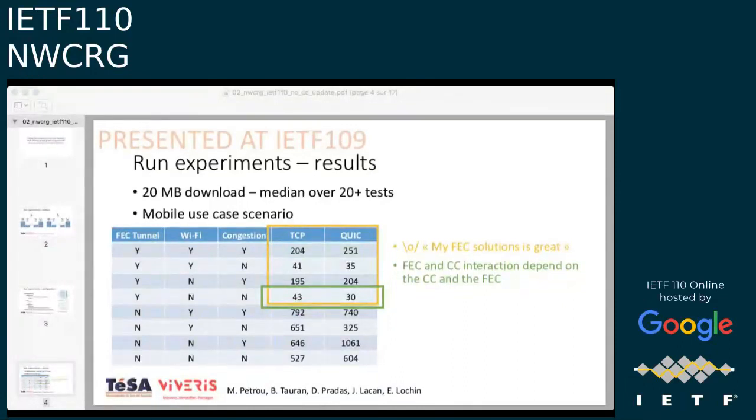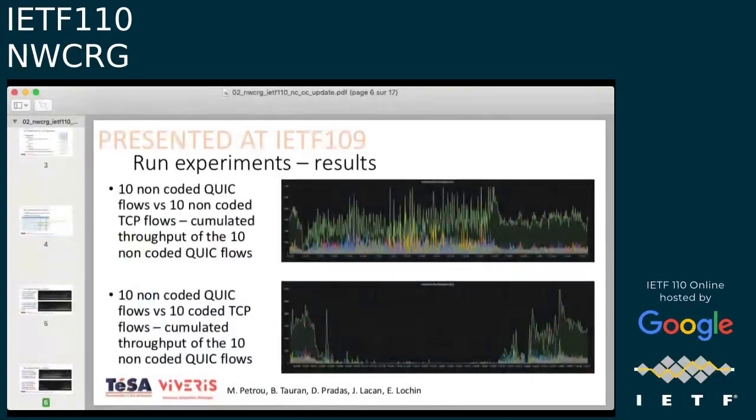So on slide 4, we just show that having FEC improved the downloading time of 20 megabytes a lot. But what is interesting is that the results are very different between TCP and QUIC. The main point we wanted to make is that FEC doesn't have the same impact on all the congestion controls. Then on slide 6, what was shown at IETF 109, and I want to focus on the graph at the bottom, is that when we have coded TCP flows, they just take the whole capacity. So there can be lots of fairness issues when you use coding without considering congestion control.